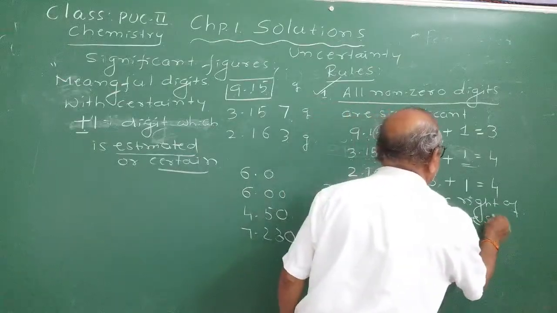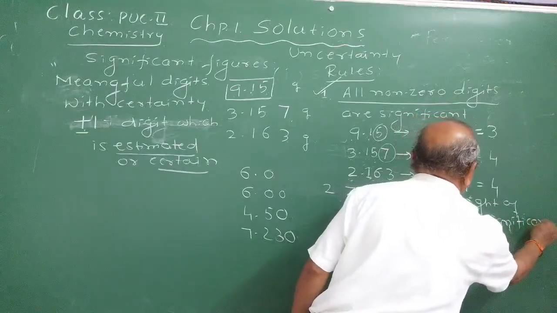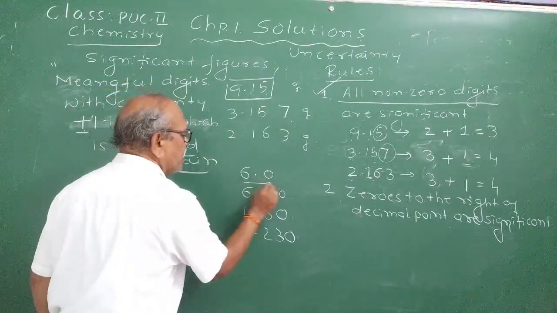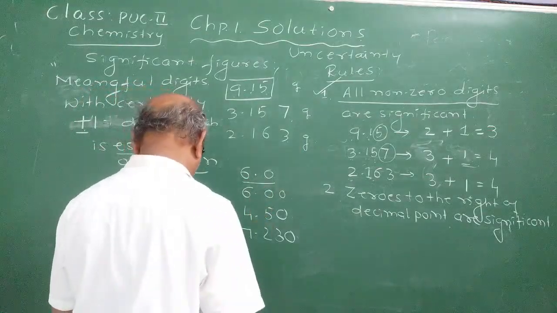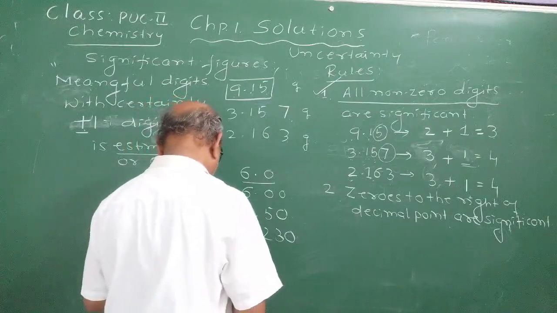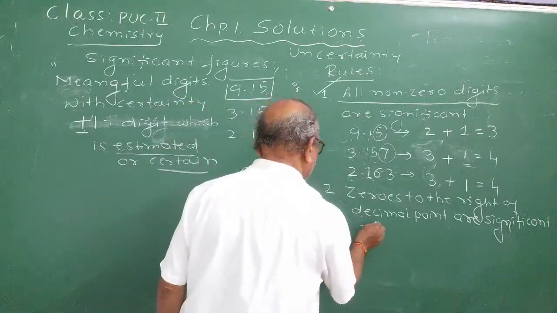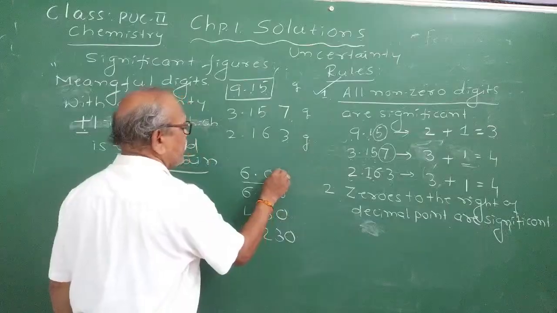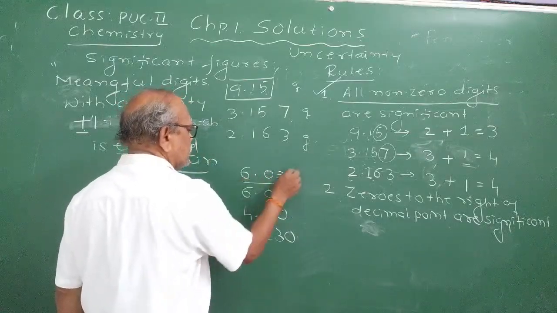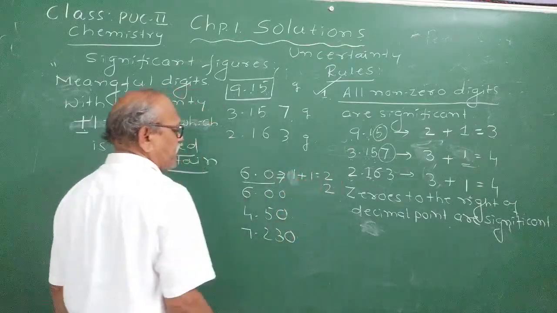Zeros to the right of the decimal point are significant. Observe here, the same 6, I can write it as 6.0. When I write it as 6.0, now the number of significant figures are 2. 6.0, how many significant figures are there? 2, right? In that 1 is certain plus 0 is uncertain. Totally there are 2 significant figures.